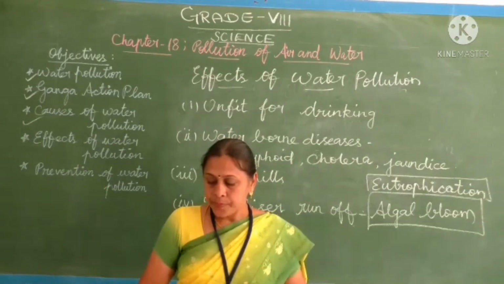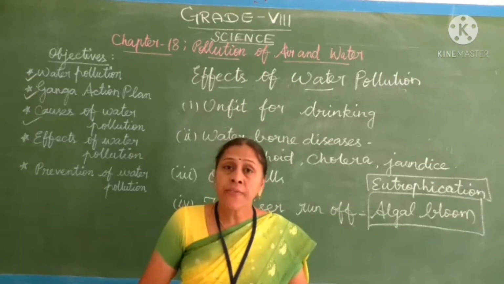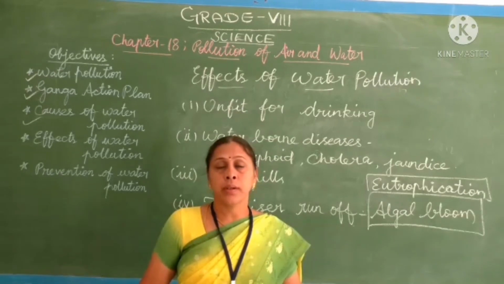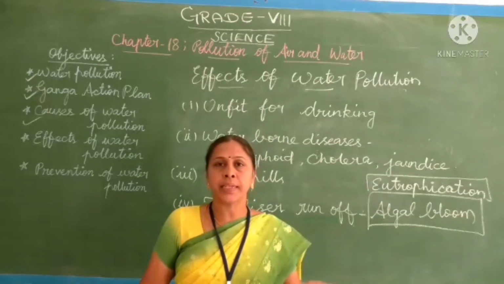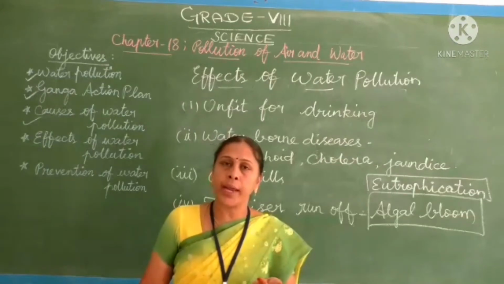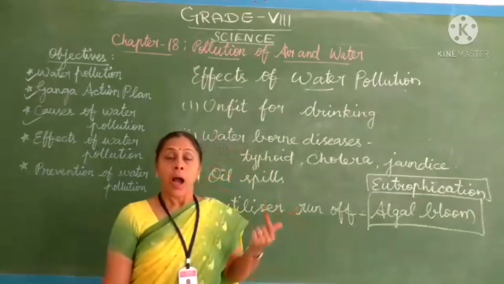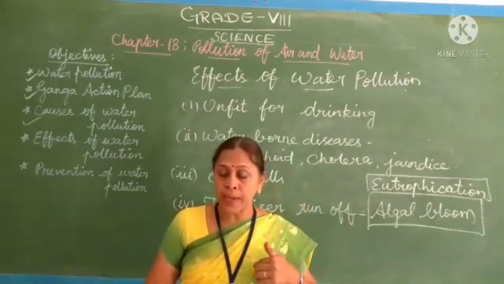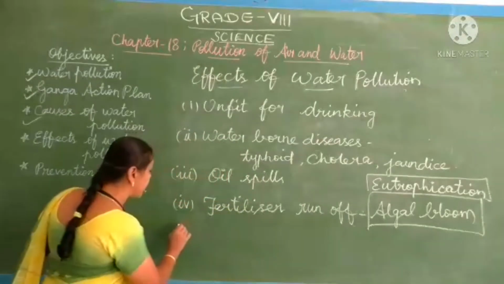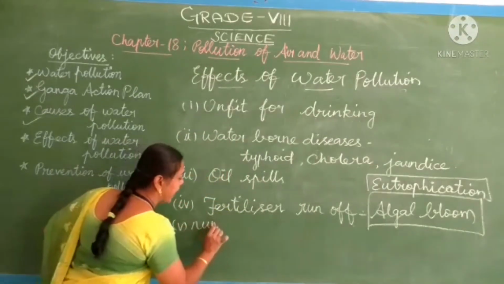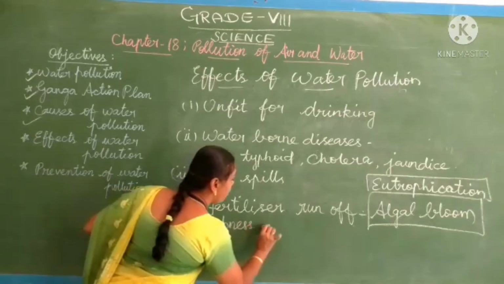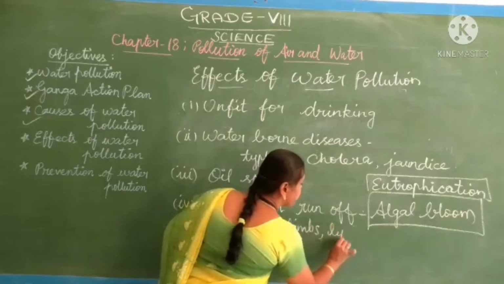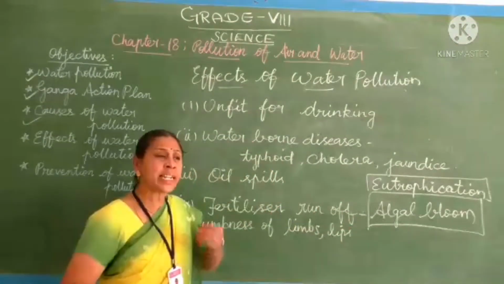Next, because of the industrial waste, what major chemicals will get mixed up? Lead, arsenic, mercury and all, as I said previously. And because of this, what diseases will come? Numbness of limbs, lips. What is that numbness?